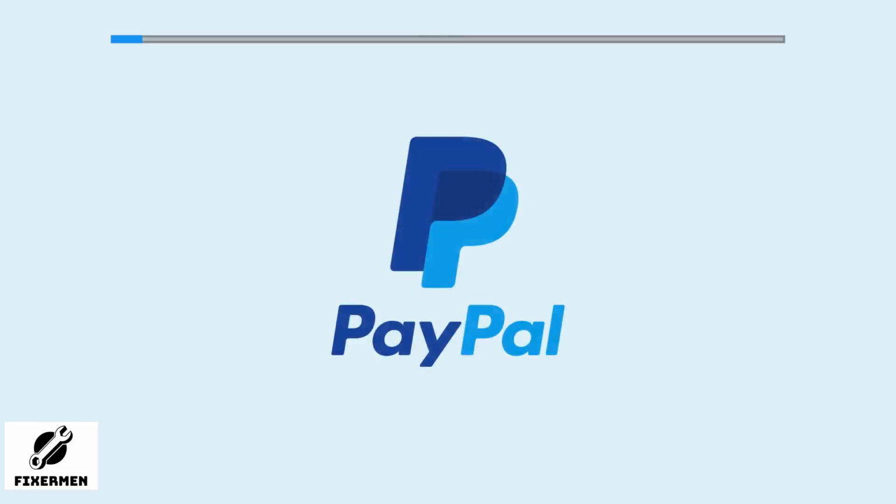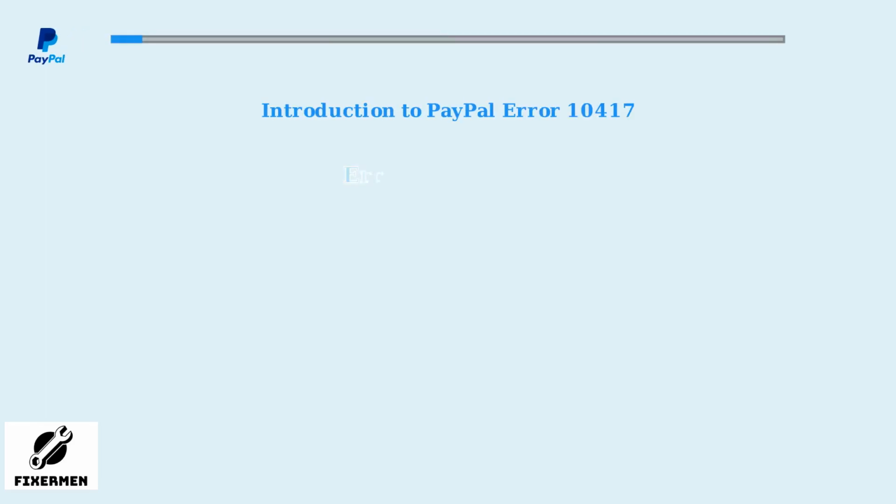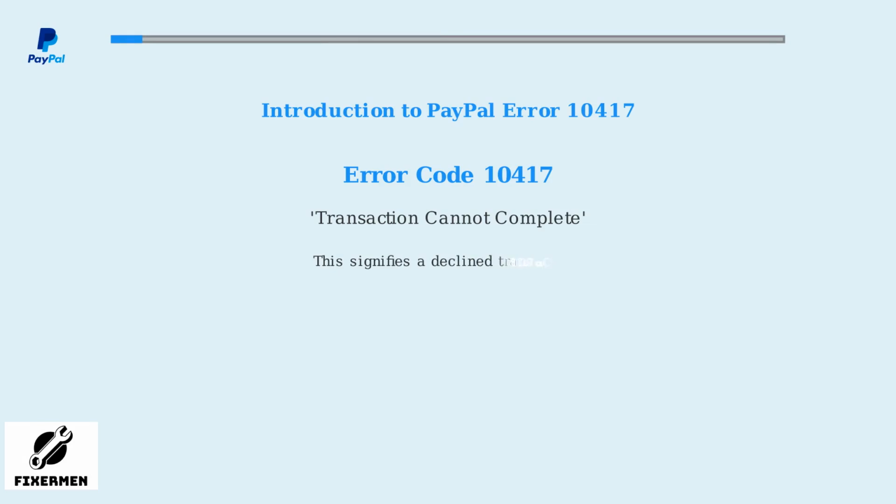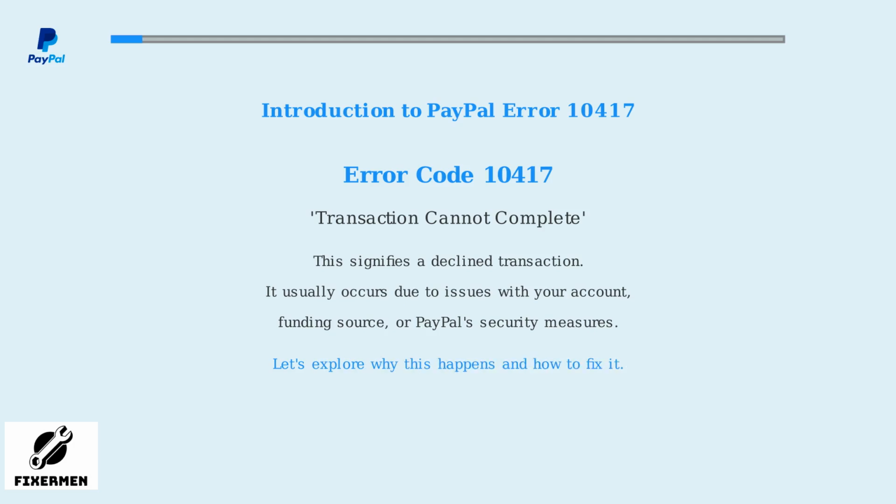PayPal error code 104117, often displayed as "transaction cannot complete," signifies a declined transaction. This usually occurs due to issues with your account, funding source, or PayPal's security measures. Let's explore why this happens and how to fix it.